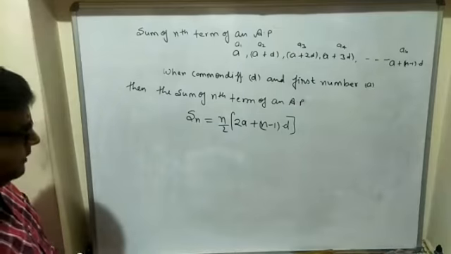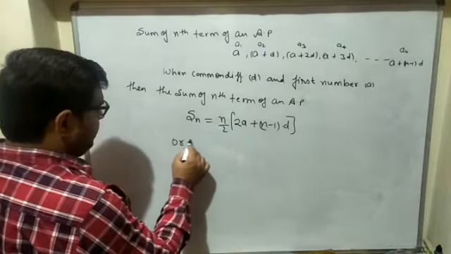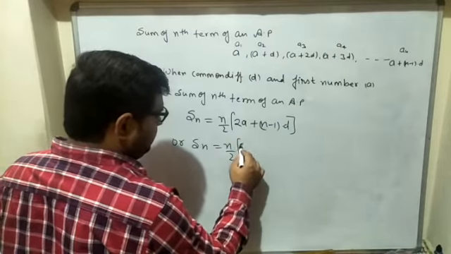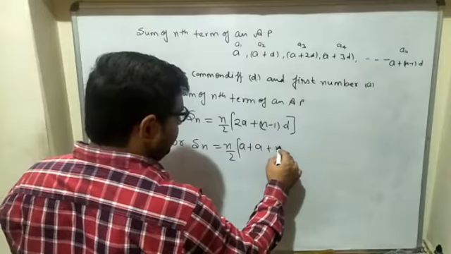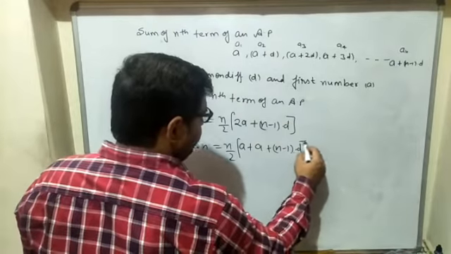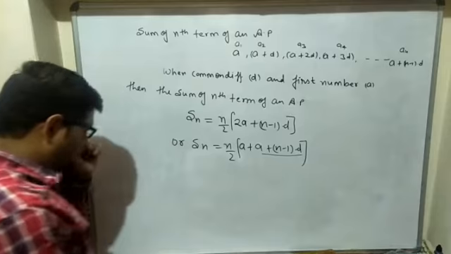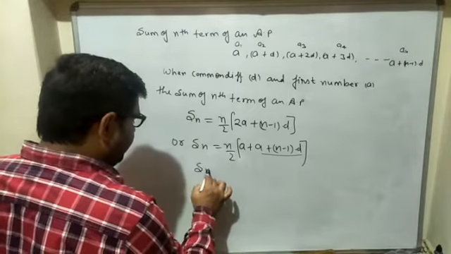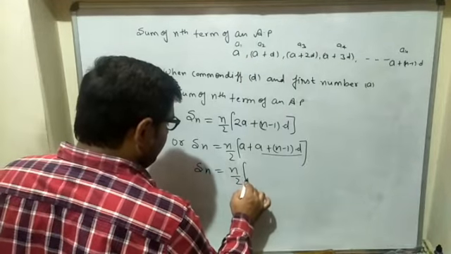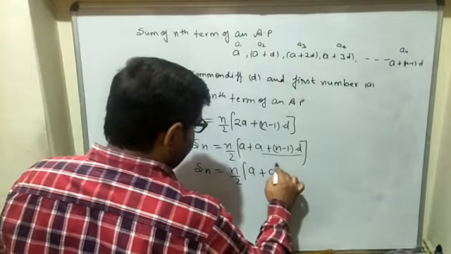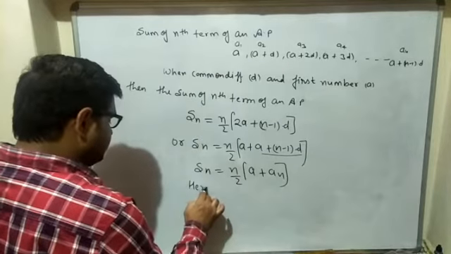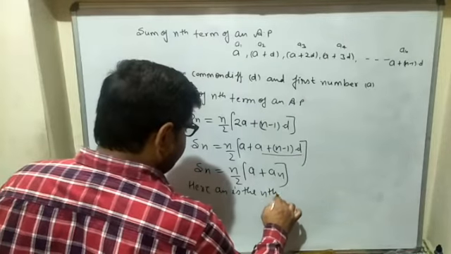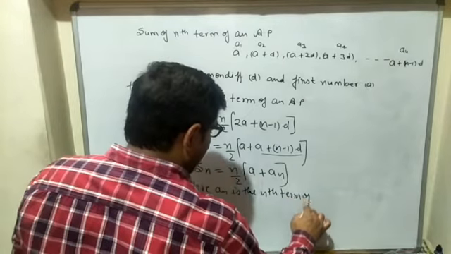Okay, and some of the time we write it like that, Sn equal to n by 2, that 2a can be written as a plus a, plus (n minus 1) into d, and all of you know that it is the formula of nth term of an AP, so we can rewrite it as Sn equal to n by 2 into (a plus an). Here an is the nth term of given AP.